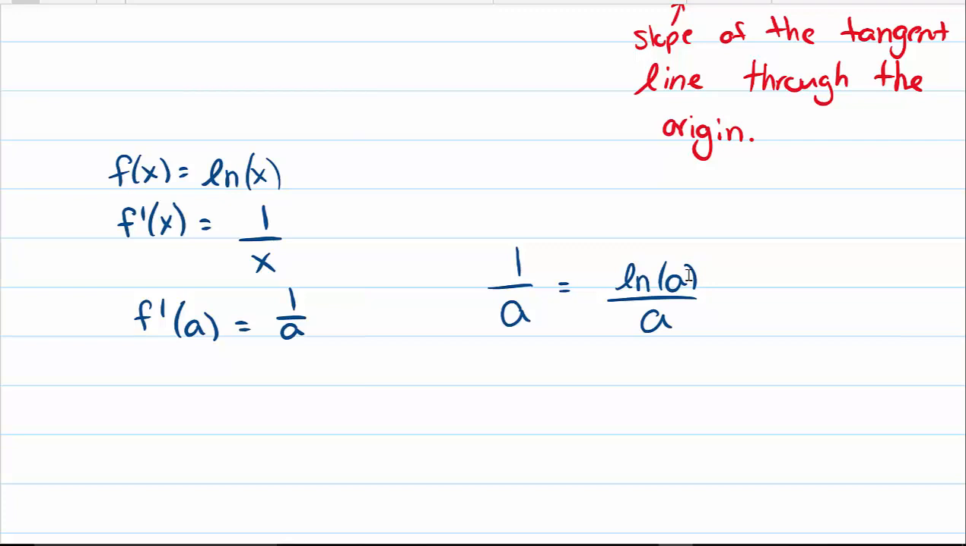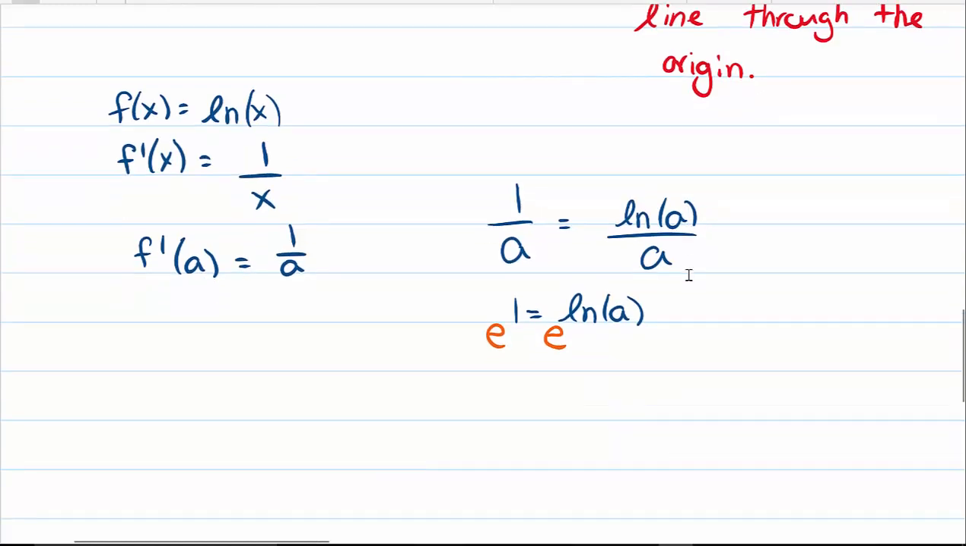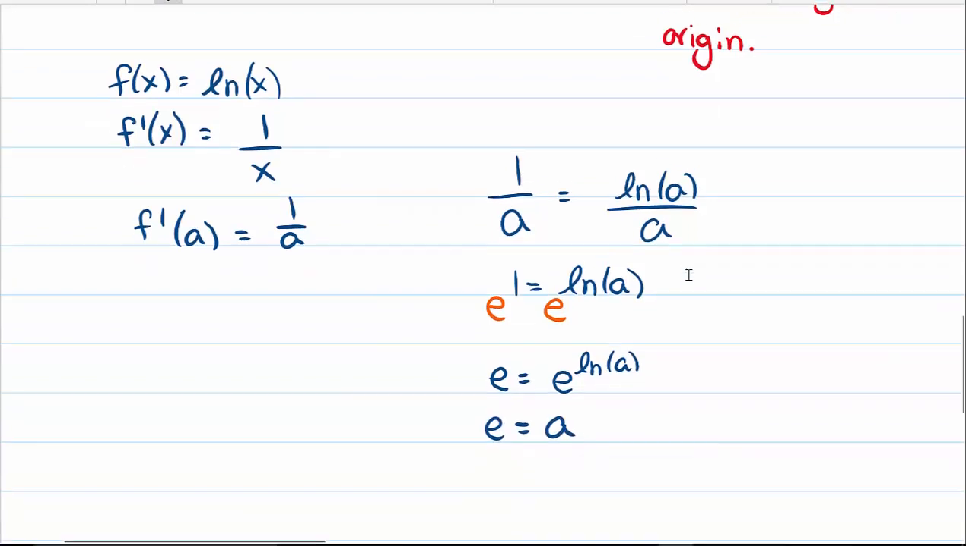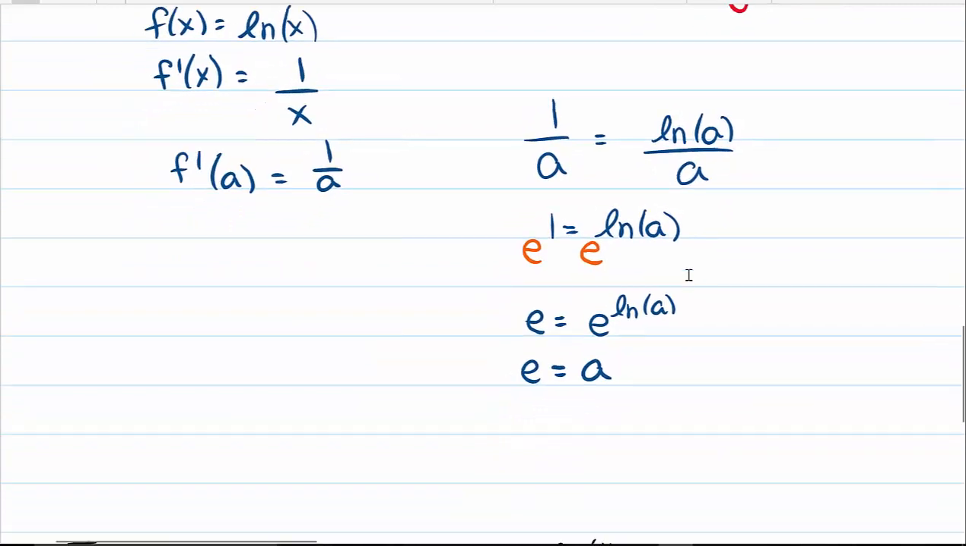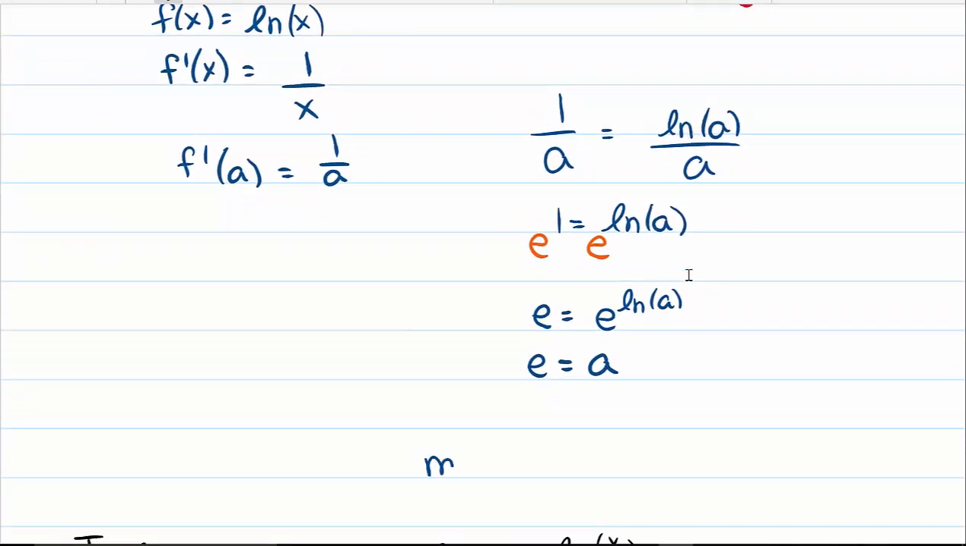Well, the denominators are the same, so the numerators must also be equivalent. So 1 equals ln of a. Now to solve this, we raise both sides to the e. I hope we did not forget our log rules and how to solve for them. So you get e is equal to e to the ln of a. Well, we know that e to the power of ln of a is just a, so e is equal to a. We're almost done. So our slope was 1 over a, so our slope then is 1 over e.